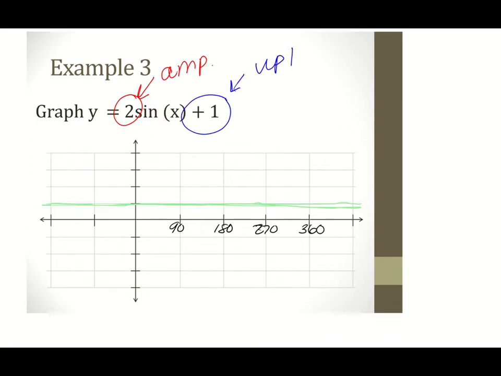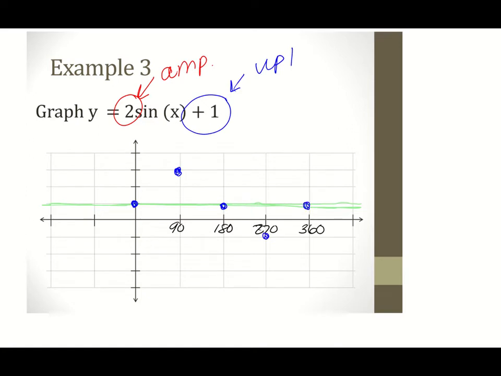So I'm going to have a point at 0 on my midline. And from here, I'm going to go up, down, down, up. And my amplitude is 2. So I'm just going to go 2 above, back down to the midline, 2 below, 2 below, back up to my midline, and I have my sine graph that's shifted up 1.